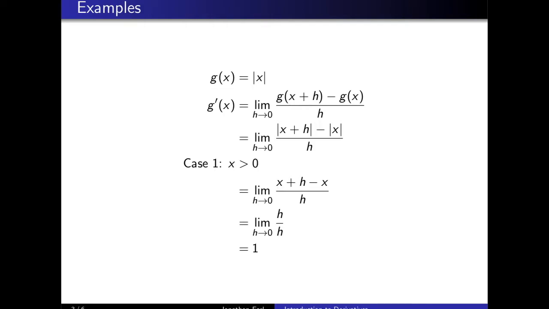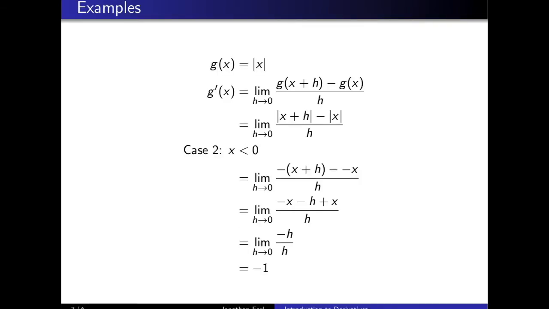Well, if x is a positive number, as h goes to 0, x plus h is positive because x is positive. So the absolute value of x plus h is just x plus h, using the definition of the absolute value function that we had from a couple of videos ago. And the absolute value of x is just x because x is positive. So the x and the minus x cancel each other out. We get left with the limit as h goes to 0 of h over h, which is 1. So if x is a positive number, the derivative of the absolute value function is 1.